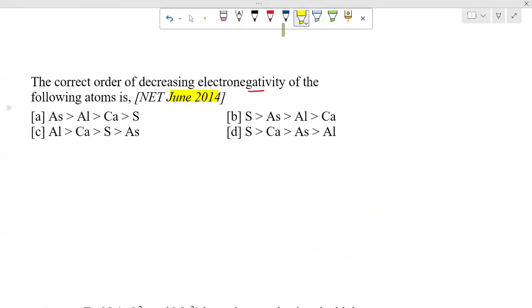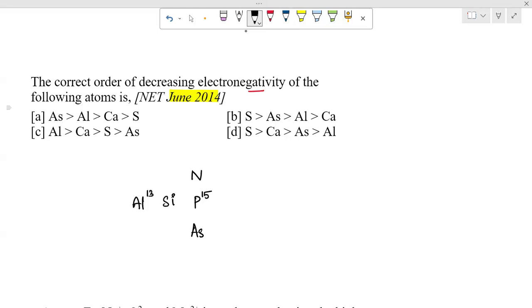Okay, so let's make out a rough view of where these elements are placed in the periodic table. So we have arsenic, aluminium, calcium, sulfur. Yeah, these are the 4 elements. So let's start. Arsenic is below nitrogen. Okay, so nitrogen, phosphorus, arsenic. Then you have aluminium. So this is 15. You have silicon over here and you have aluminium over here, 13.